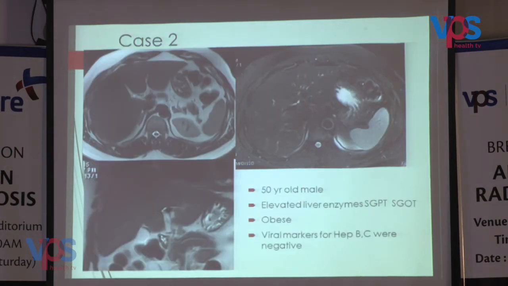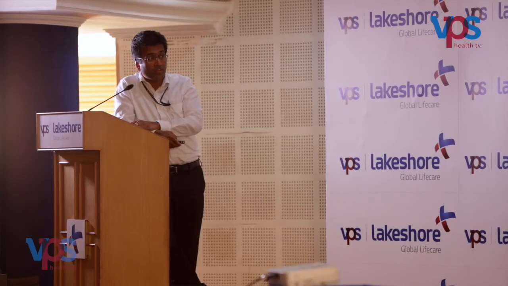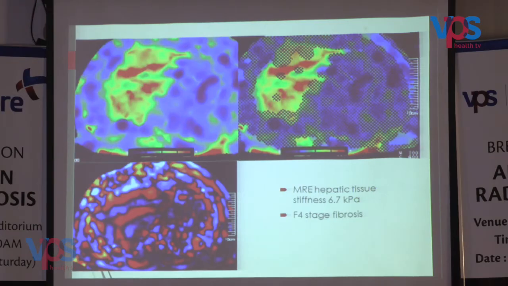This is another case, a 50-year-old male with elevated liver enzymes, obese, and viral markers of hepatitis B and C were negative. You can see on your HASTE images, T2 weighted images, the liver is more or less normal in morphology, and the liver margin is smooth. You do the T1 dual echo, your signal fat fraction is about 20%, which is high. You do the MR elastography, and the hepatic tissue stiffness is 6.7. So the patient has gone on to have steatohepatitis with advanced fibrosis.